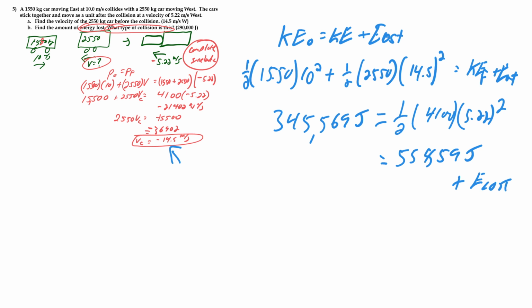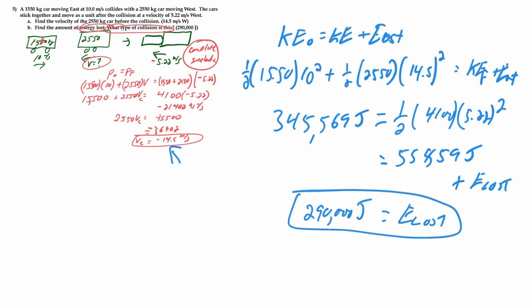So we'll just go ahead and subtract those two, and we're going to get, let's just round it at this point. So 345 minus 558, I get about 289,709, or approximately 290,000 joules. Alright, next problem.